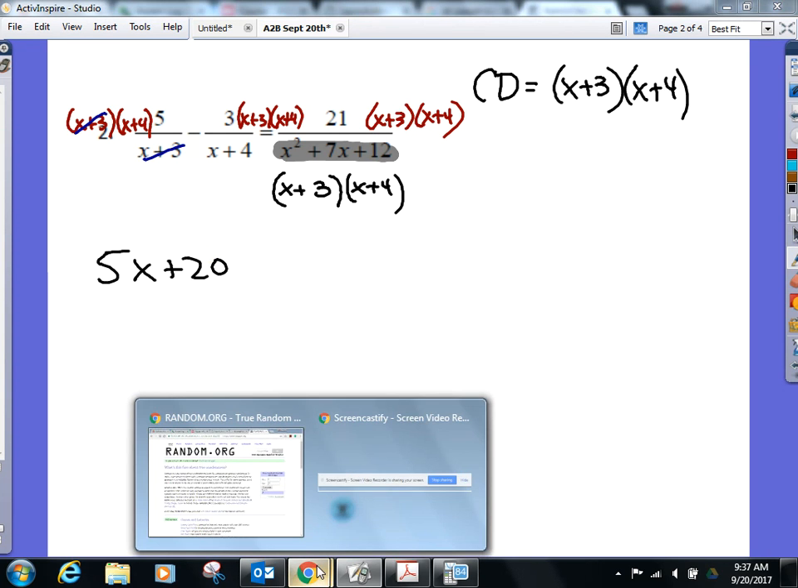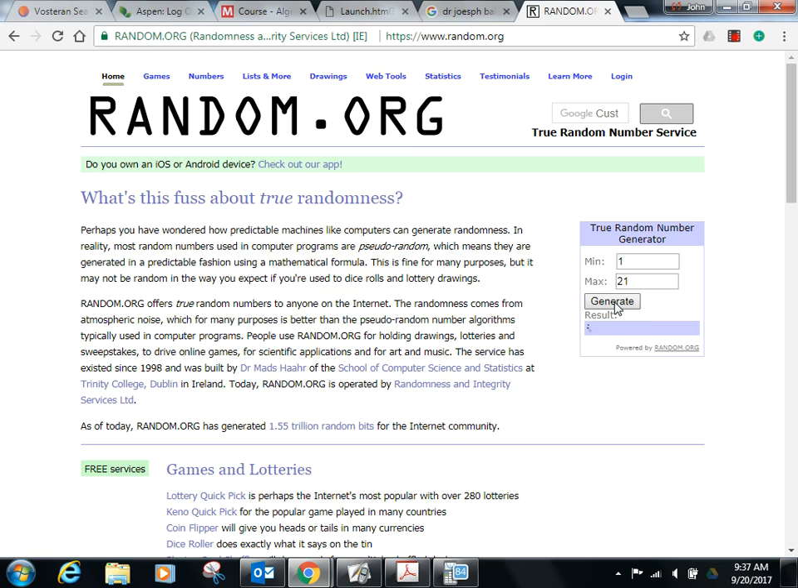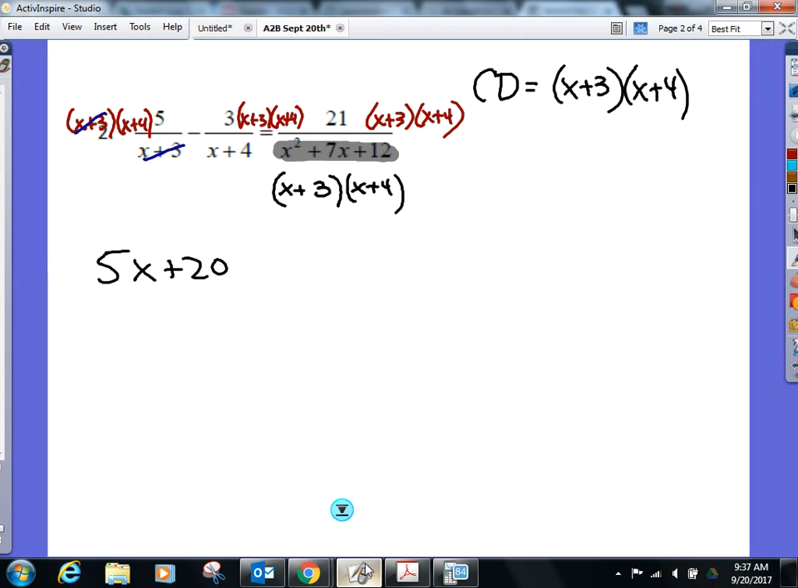Next one, what crosses out? Here you go, 5. What crosses out? x plus 4s, and what are we left with? Minus? You were right. I'm just asking why. You distributed what? Not a 3, but a? Nice job. Be confident.